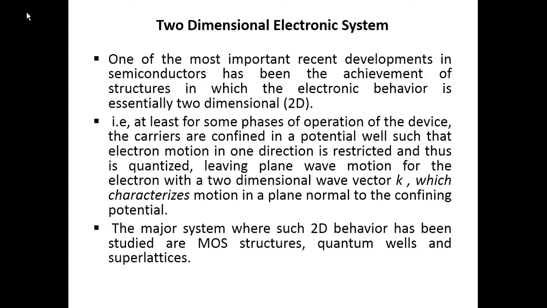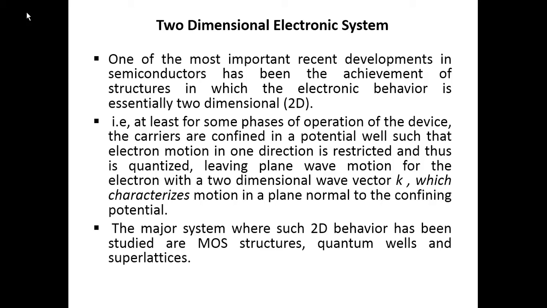Such a confined system, or confined motion of the electronic wave, has a confining potential, which characterizes the motion of the electron in a plane normal, that is perpendicular, to the confining potential. That is what is discussed here.